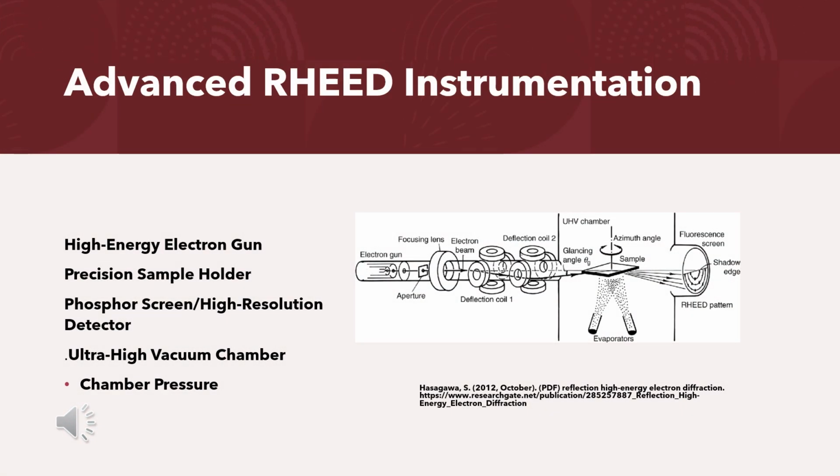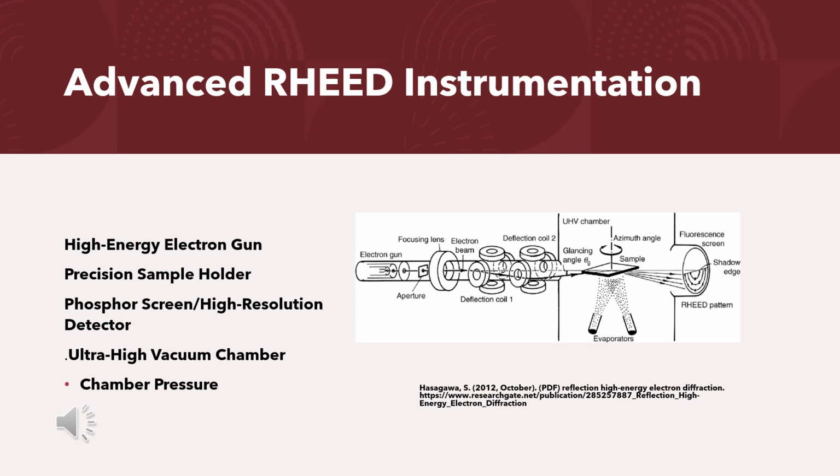Now let's take a closer look at the advanced instrumentation setup used in RHEED. First, we have the high-energy electron gun, which is crucial for generating a highly focused, high-energy electron beam. Typically, these beams operate within the range of 10 to 100 kiloelectron volts, which allows us to achieve the necessary surface sensitivity. One of the critical components of this electron gun is the tungsten filament. Tungsten is chosen because of its high melting point and its efficiency in emitting electrons when heated through thermionic emission.